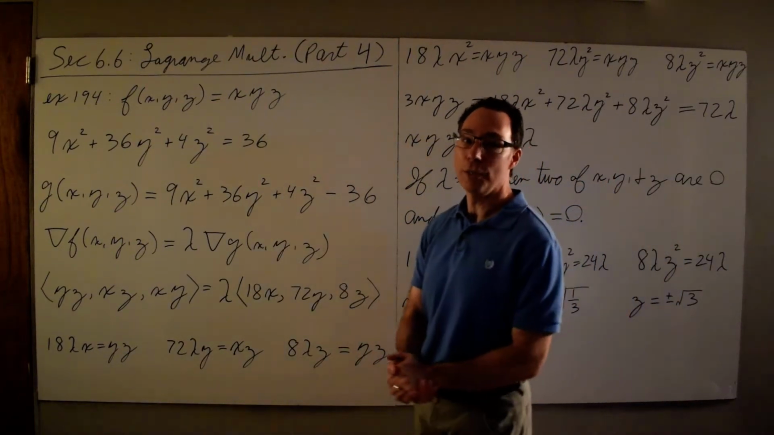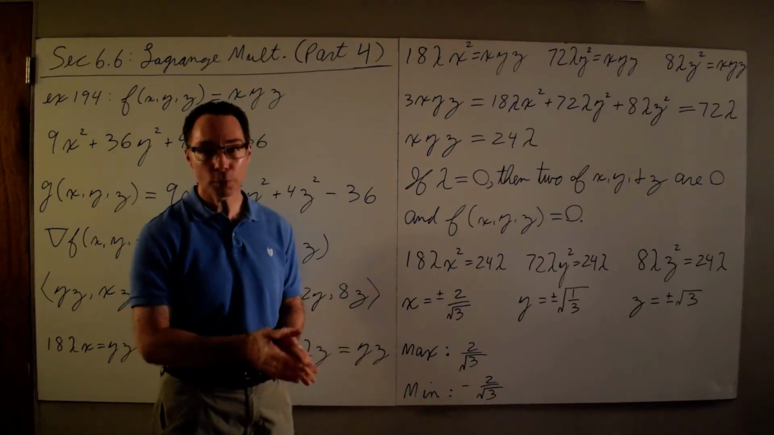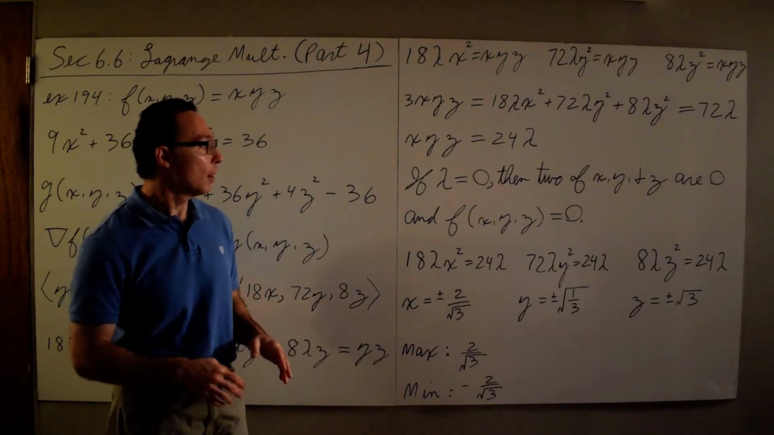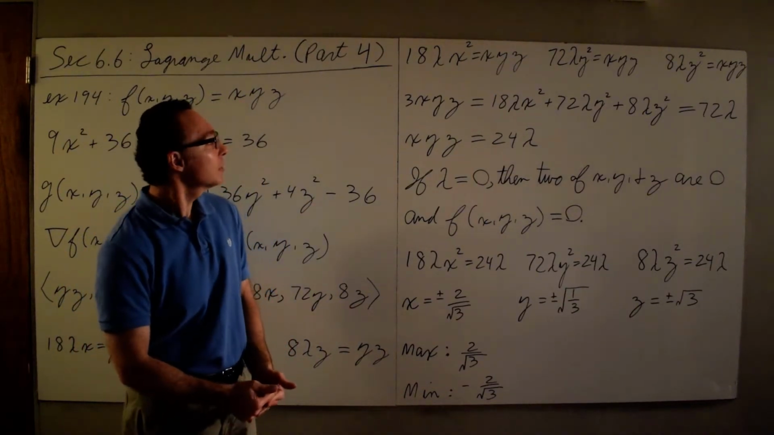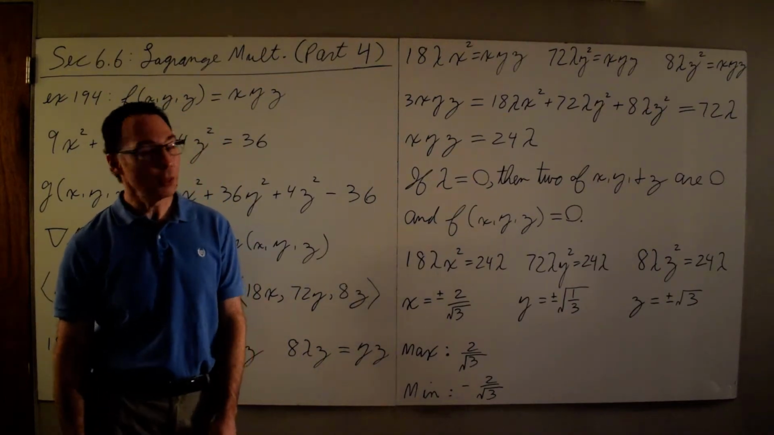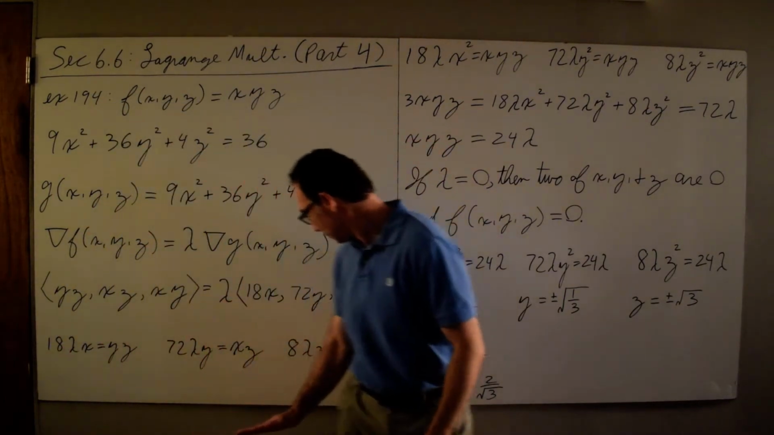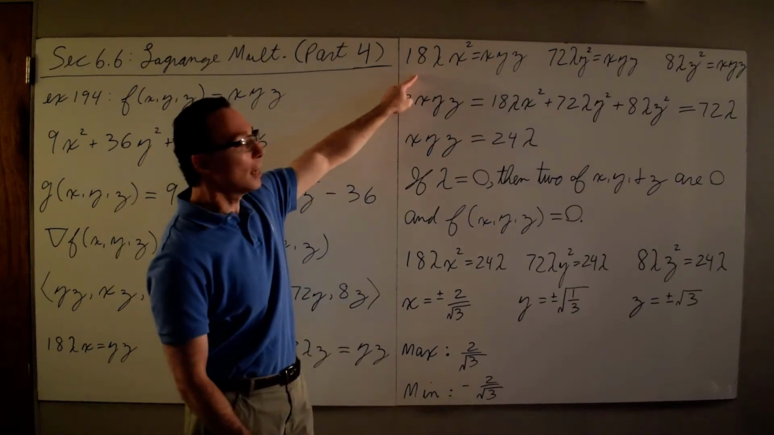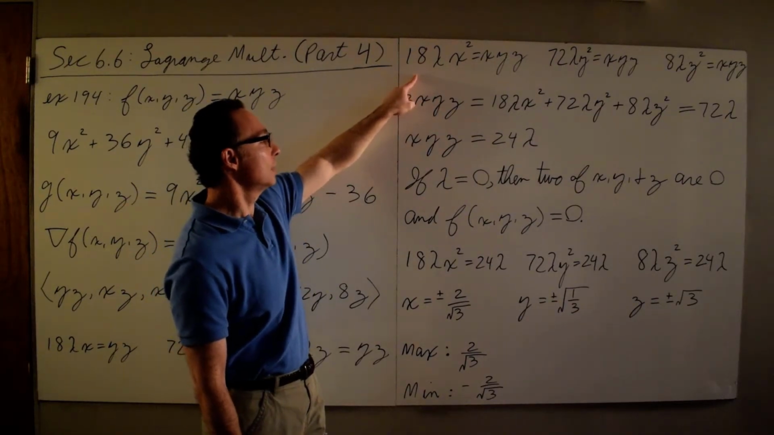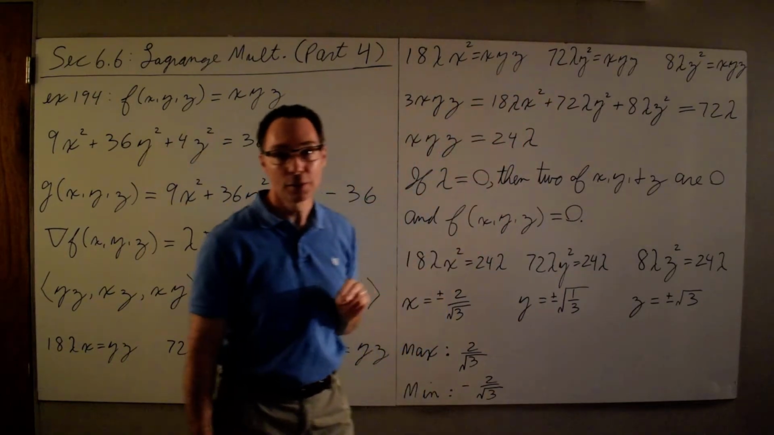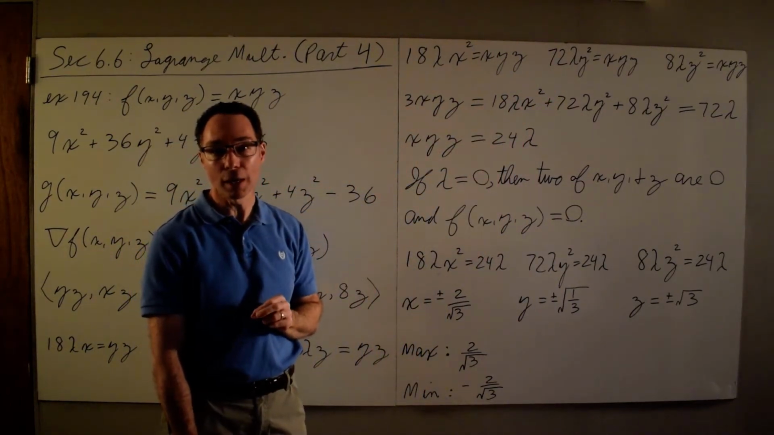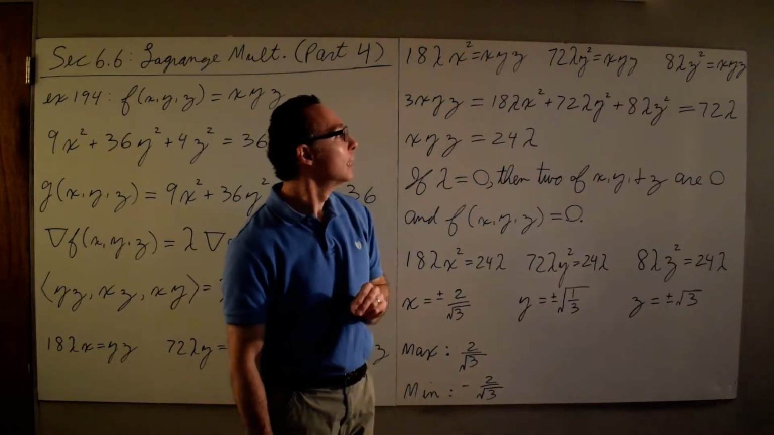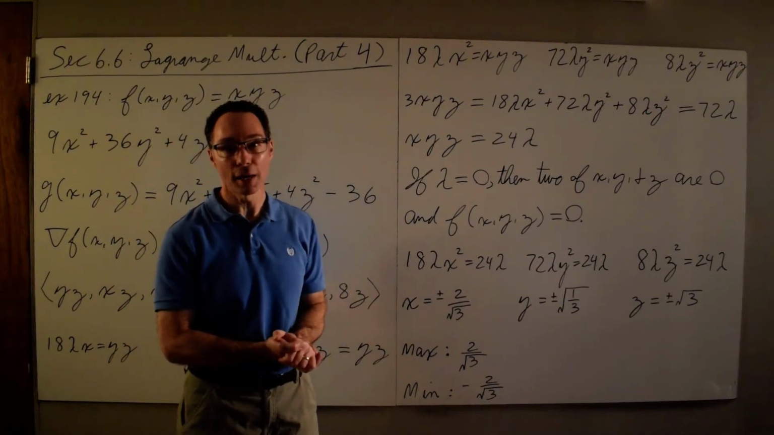So now we need to work with these equations. Sometimes when we're using Lagrange multipliers, we have to get a little bit creative, and there isn't any one pattern or technique for this. We started with these three equations. We multiply the first one by x to get 18λx² = xyz. We multiply the second one by y to get 72λy² = xyz. And we multiply the third one by z to get 8λz² = xyz.